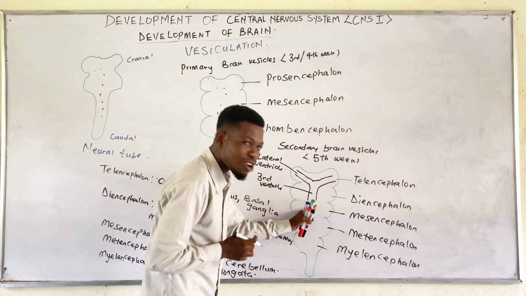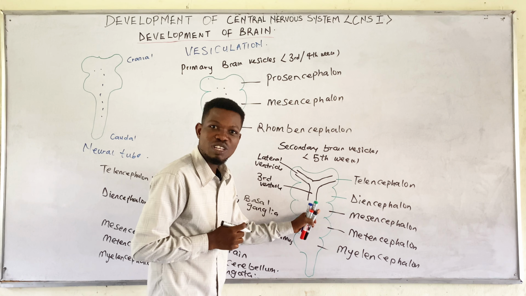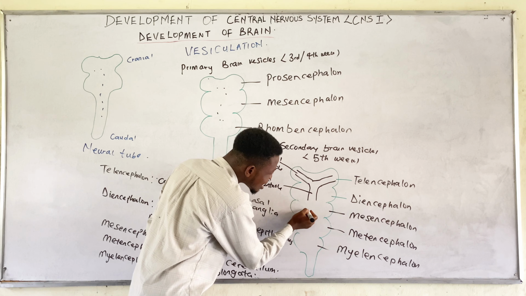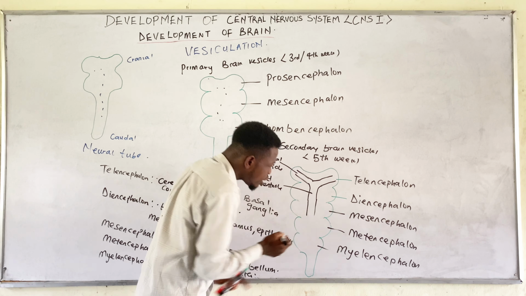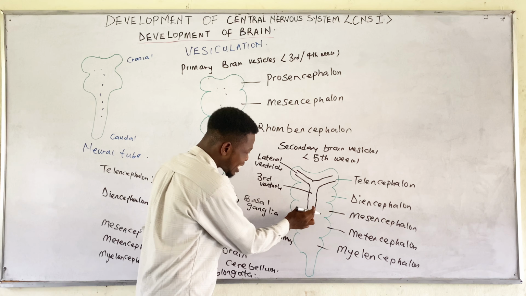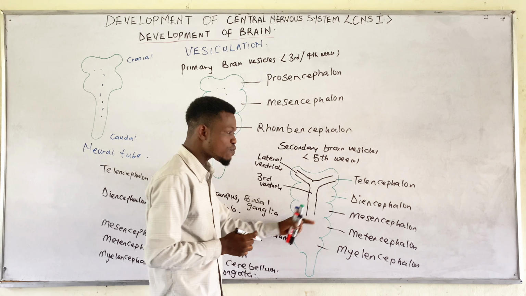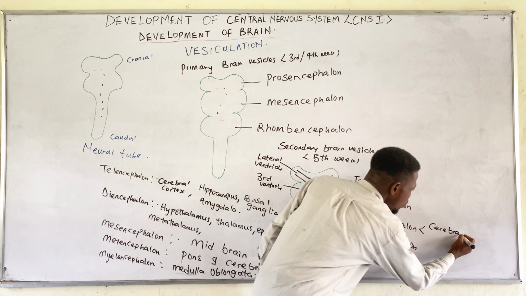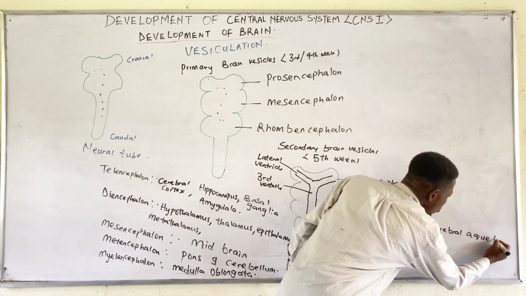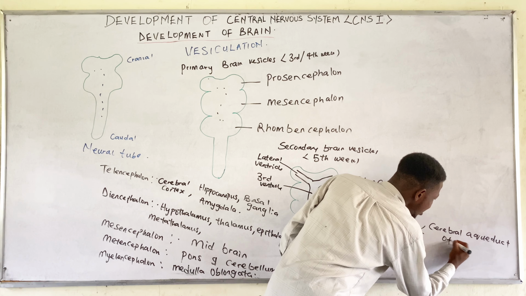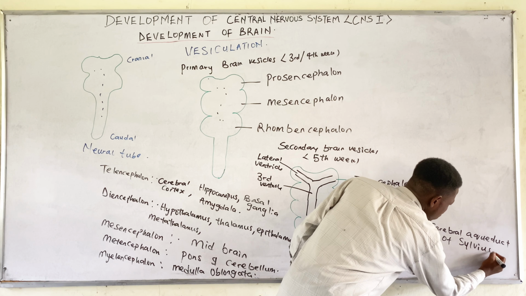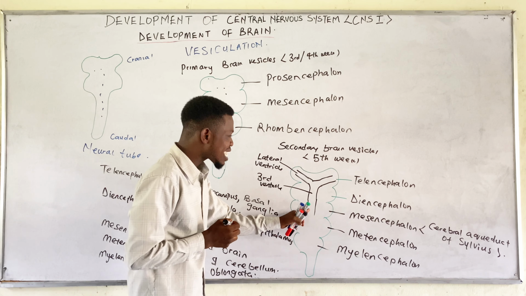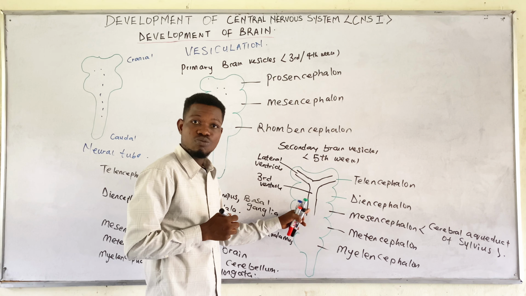The mesencephalon does not give rise to a ventricle, but as a result of extension of the third ventricle into the mesencephalon, the cavity of the mesencephalon gives rise to the cerebral aqueduct of Sylvius, which is the cavity of the mesencephalon, the midbrain.